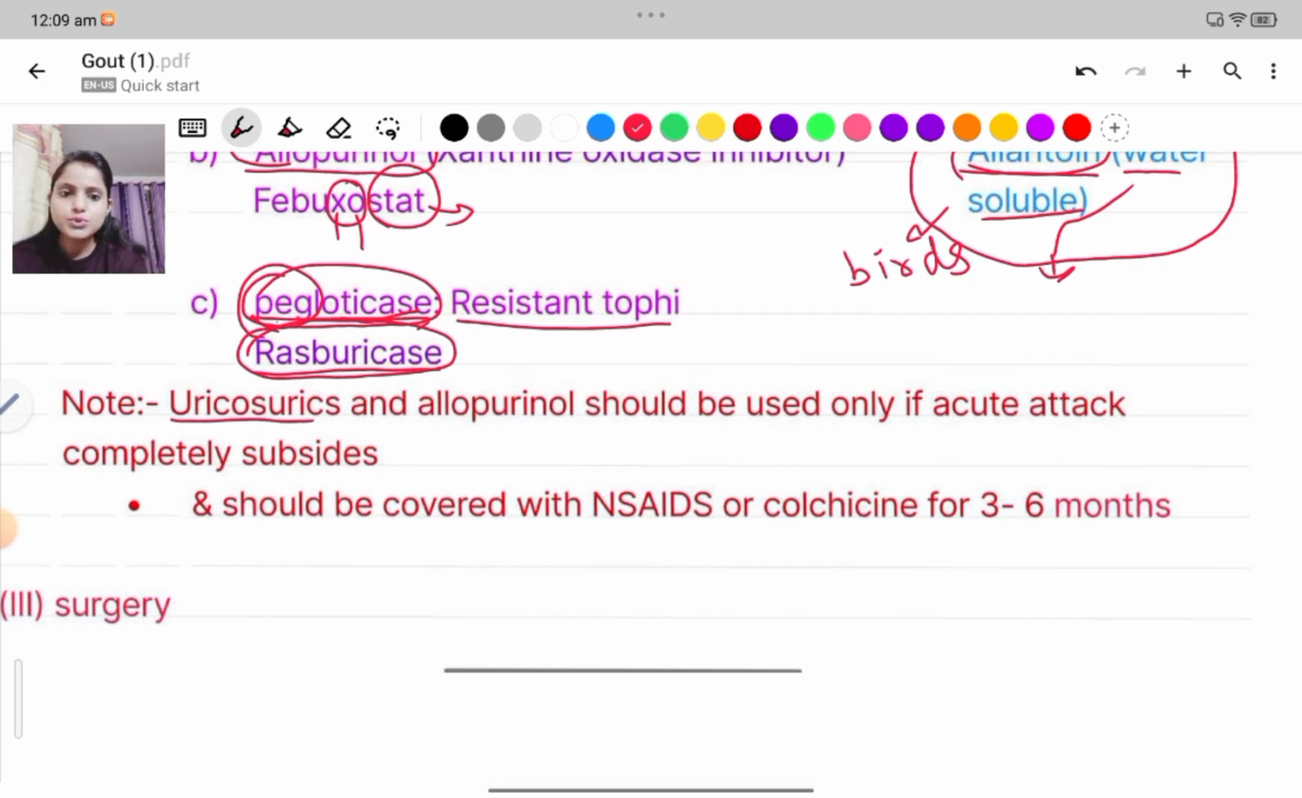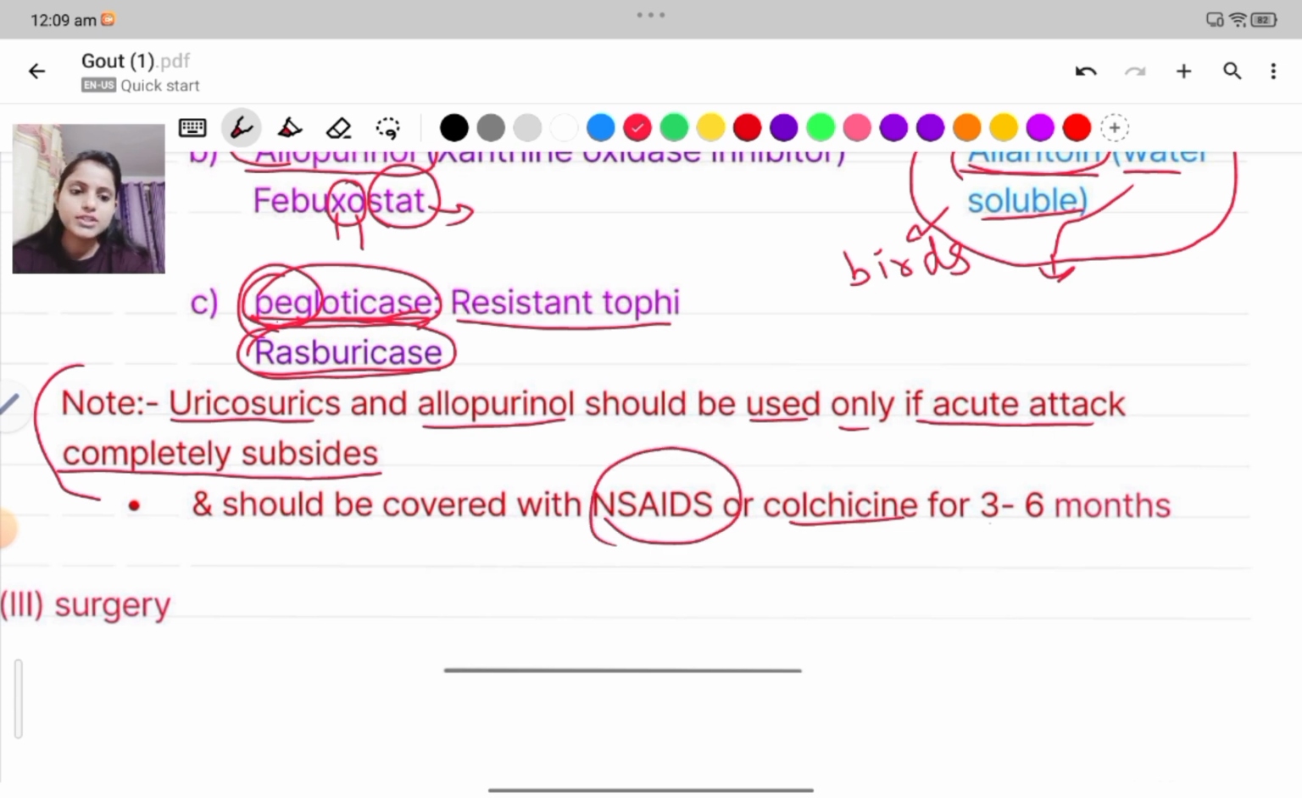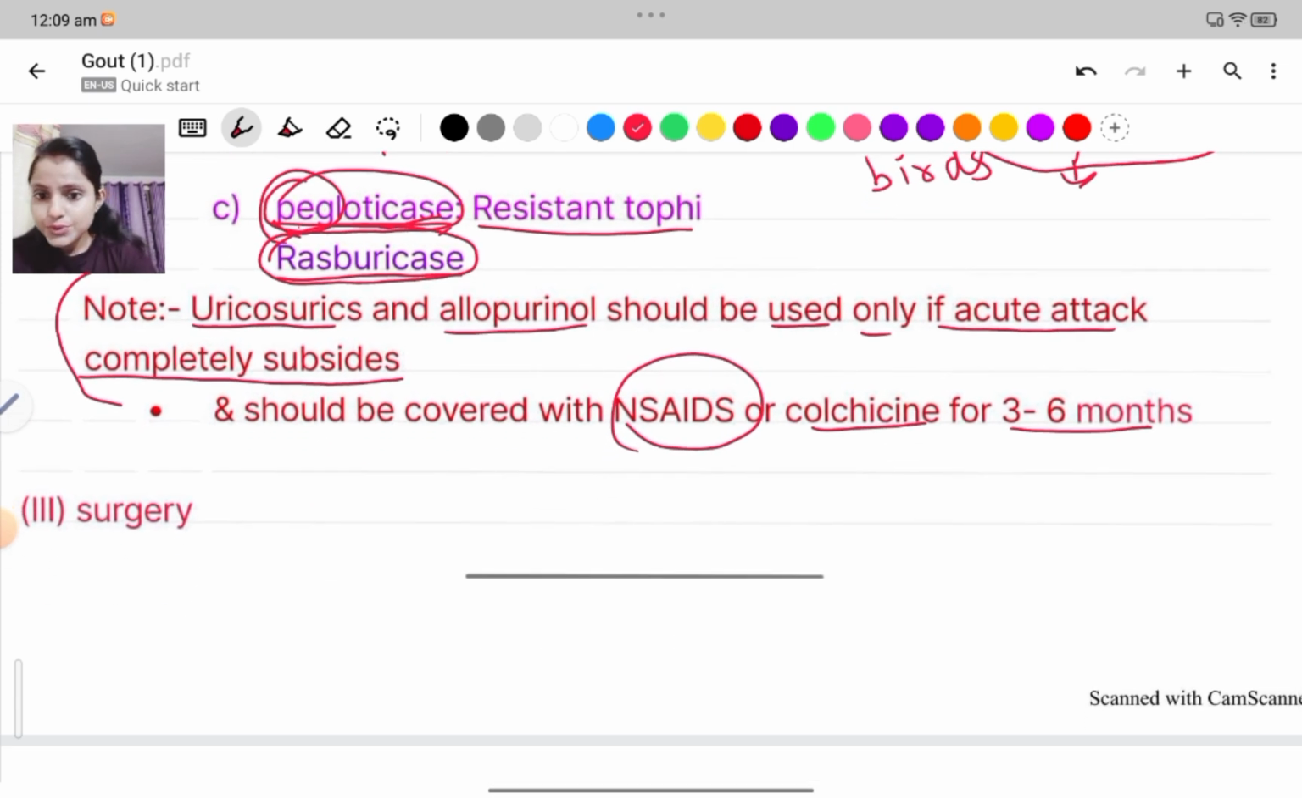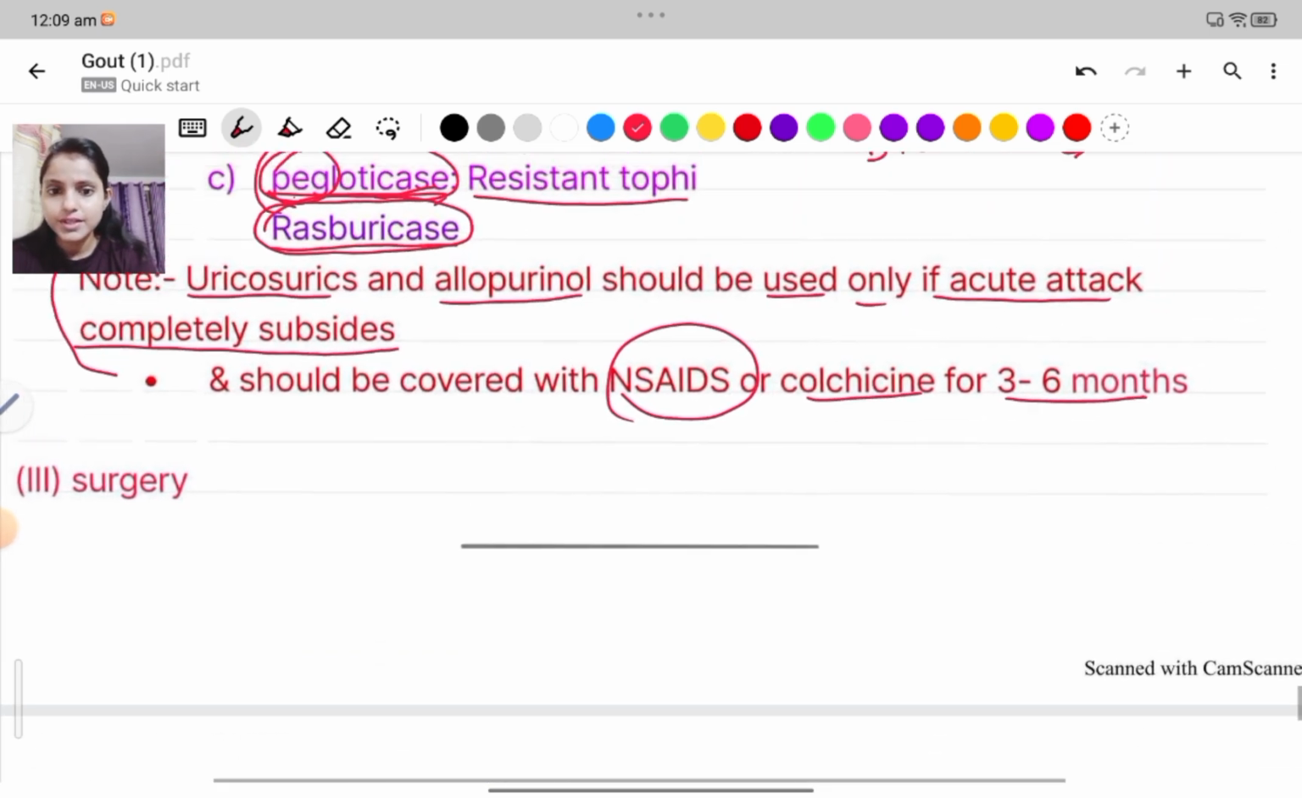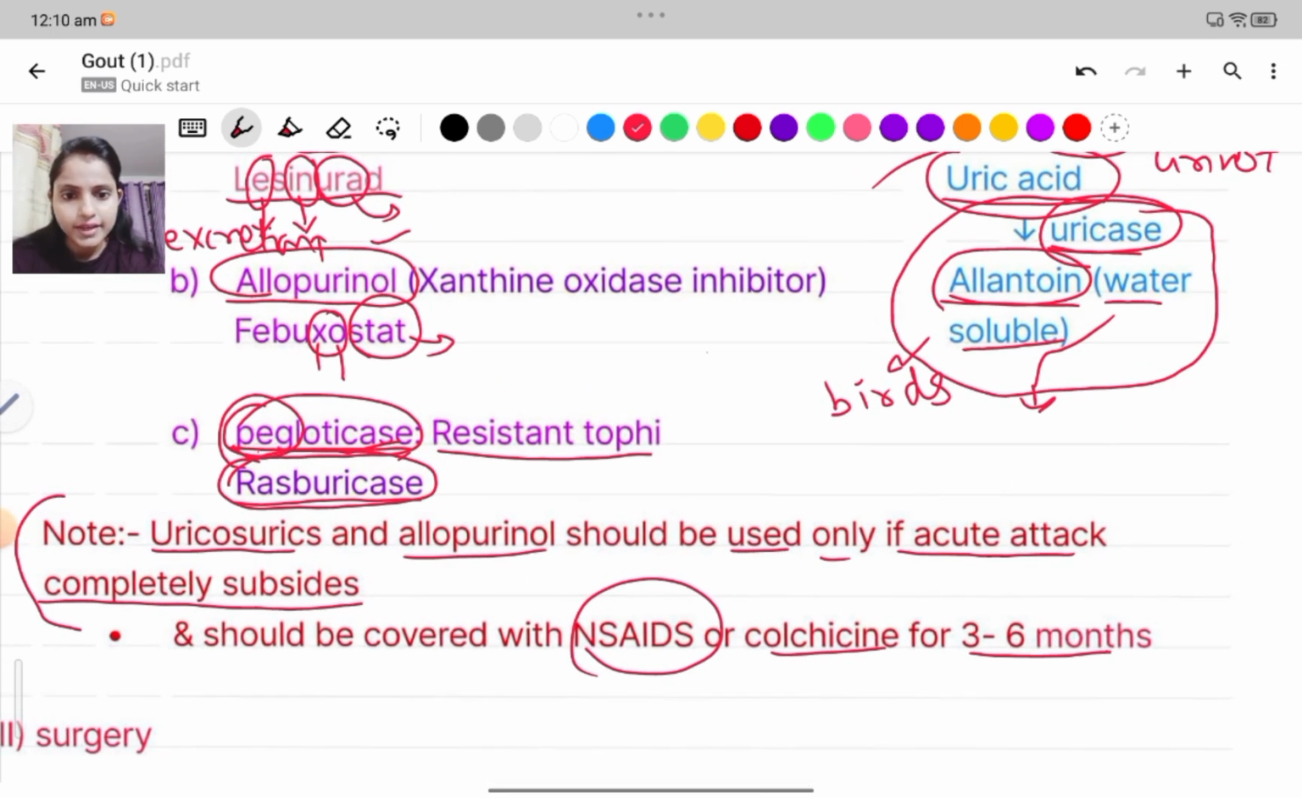Uricosurics and allopurinol should be used only after the acute attack completely subsides, and they are given with NSAID or colchicine for 3 to 6 months. Uricosurics and allopurinol are not given when there is an acute attack. They are only given after the acute attack subsides, because, say this is the joint and the uric acid is coming in. This is the blood. This is the tissue.